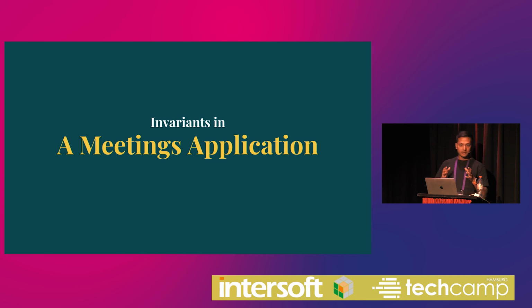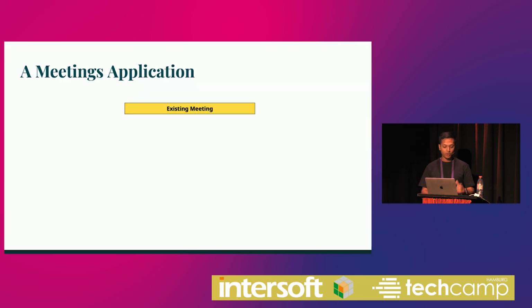So now let's put this into a real application, right? I'll be building a meetings application, and I'll be trying to show that invariants play a very important role in finding these bugs that are not super easy to detect. What am I trying to build here? I'm trying to build a calendar application. We have all been there.